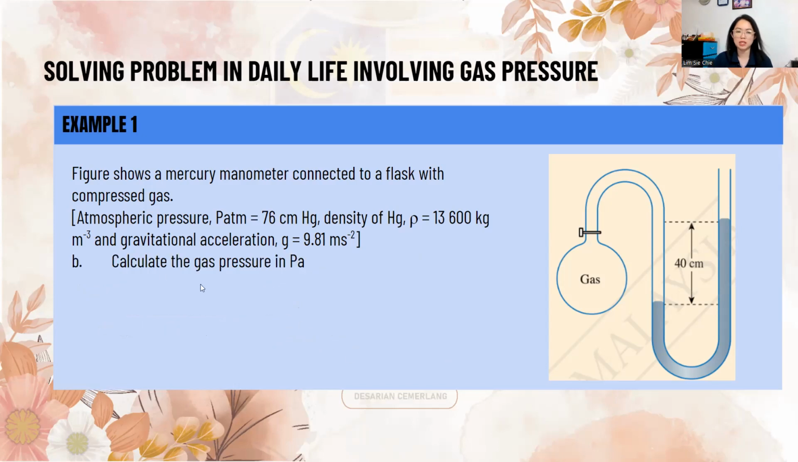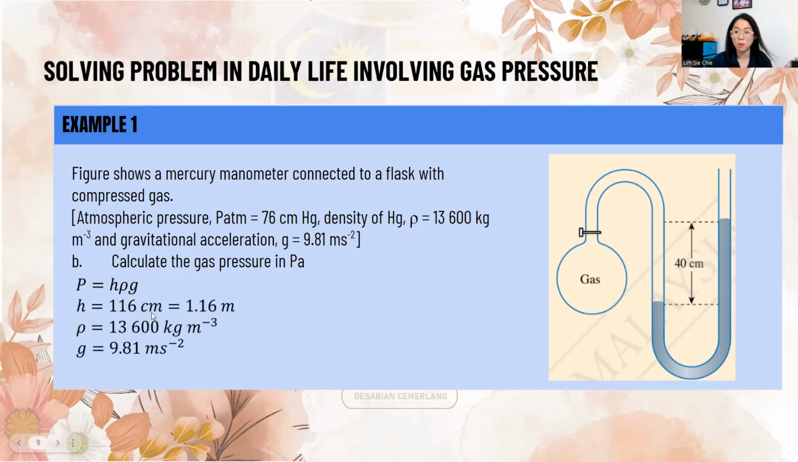Okay, next one, the question asks you, calculate the gas pressure in Pascal. Now, how to convert centimeter mercury into Pascal? I hope that you remember. Okay, so I'm going to use P is equal to H rho G. You know that H is 116 centimeter, which you found just now, and then you have 1.16 because Pascal you must find in SI unit. That's why you have 1.16 meter, and then my density of mercury is 13,600, and my gravitational acceleration is 9.81. Then I put it together, I have 1.55 times 10 to the power 5 Pascal.